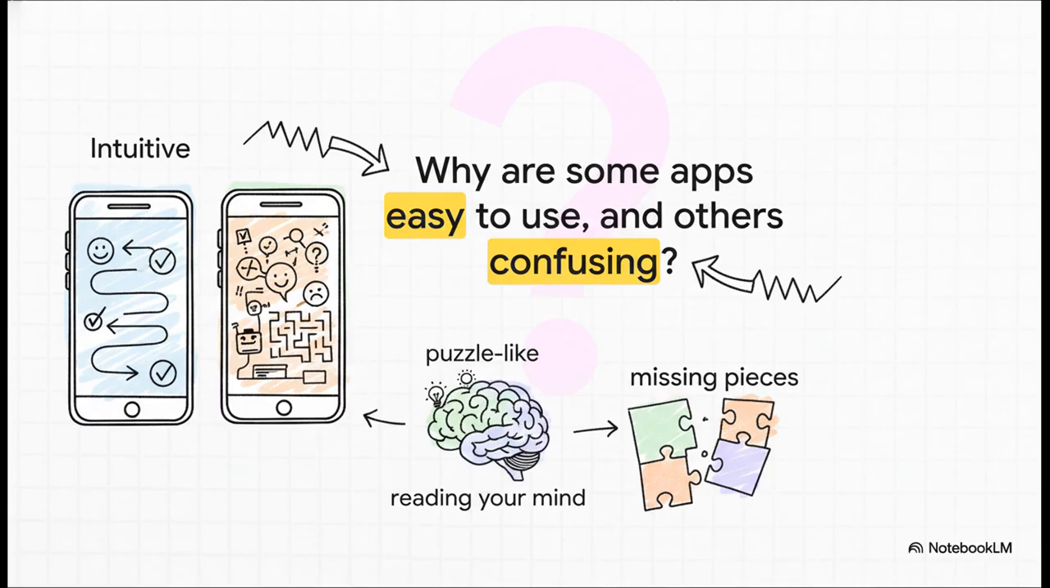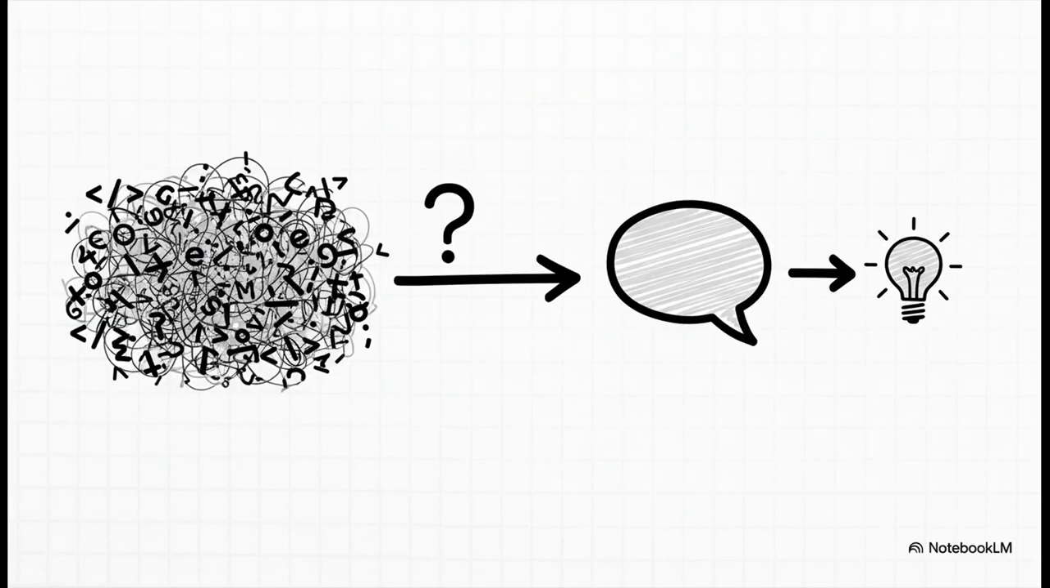You download two apps that do pretty much the same thing. One of them just clicks, it feels like it's reading your mind. The other one, though, feels like a puzzle where half the pieces are missing. What is the deal? What makes that huge difference? Well, believe it or not, the answer usually isn't in some super complex code or flashy graphics. It's in the words. The secret weapon is something we call content drafting.